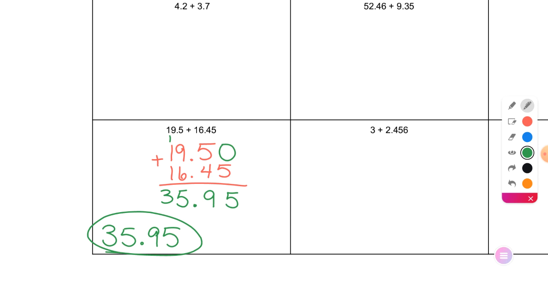Right behind it, because is 3 the same thing as 3.0? Yes. Is it the same as 3.000? Yes. Or 3.0000000, as many zeros as I need? Yes. So if it's a whole number, we have to put it in.